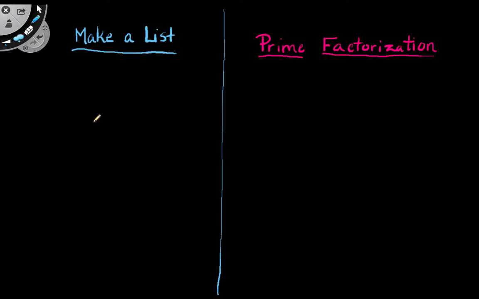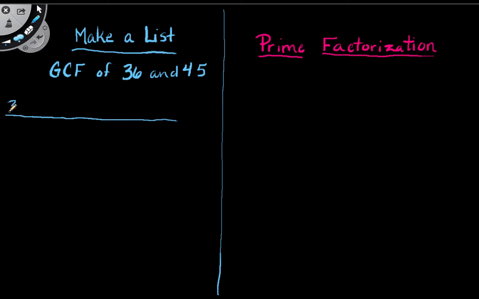The last thing we're going to do is do the two different strategies for another set of numbers, but we're going to do them side by side so you can see how they're related and how they look alike. So the numbers we're going to find the GCF of are 36 and 45. So if we make a list, we're going to make our t-chart that we made on our first example. And this is where we list out our factors of 36 and 45.